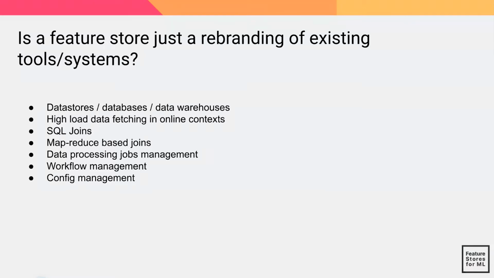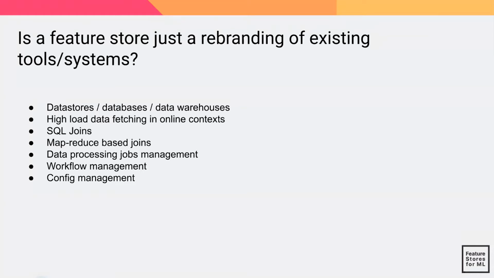If you look at the list here, here's often what feature stores are composed of. There's definitely a data storage layer. There's often some sort of joining of data. There's metadata management, data processing, jobs management, workflow management, high-load data fetching. If you take a look at the bullet points in this list, a lot of these sound familiar. They're solved problems. So is this notion of a feature store really a new thing?